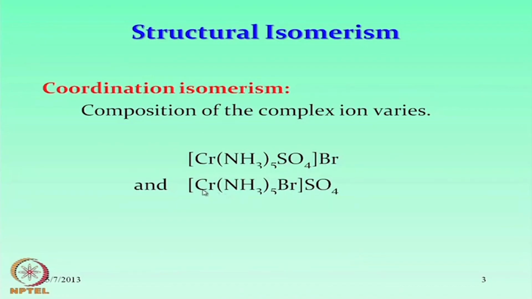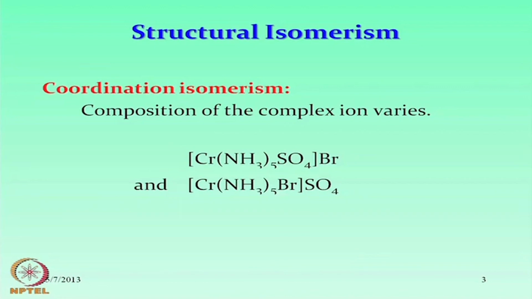That means here, instead of the chromium-oxygen bond from the sulfate, we have the chromium-Br bond, and that particular thing will tell us that the basic composition of the coordination sphere, that means the composition of the complex ion which is written in the square bracket, is different. And if we go for the corresponding analysis also, we will find that this analysis basically varies with that of the second species.